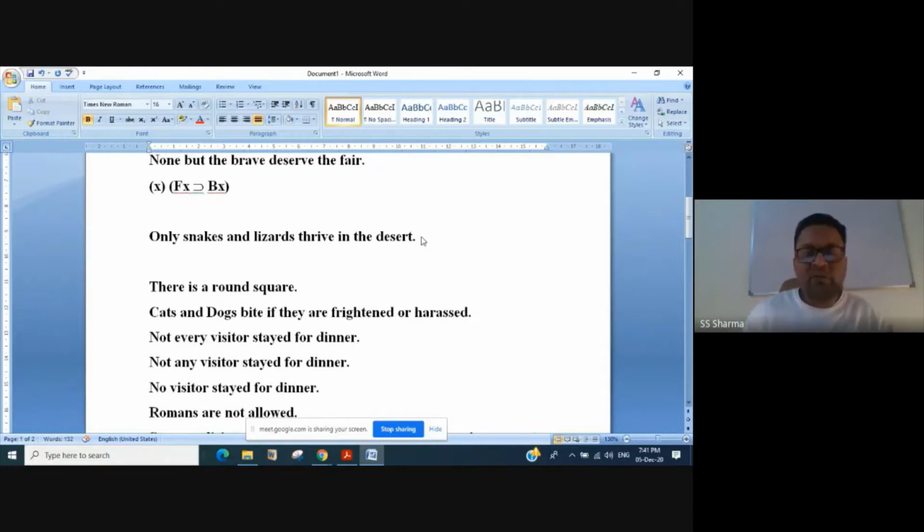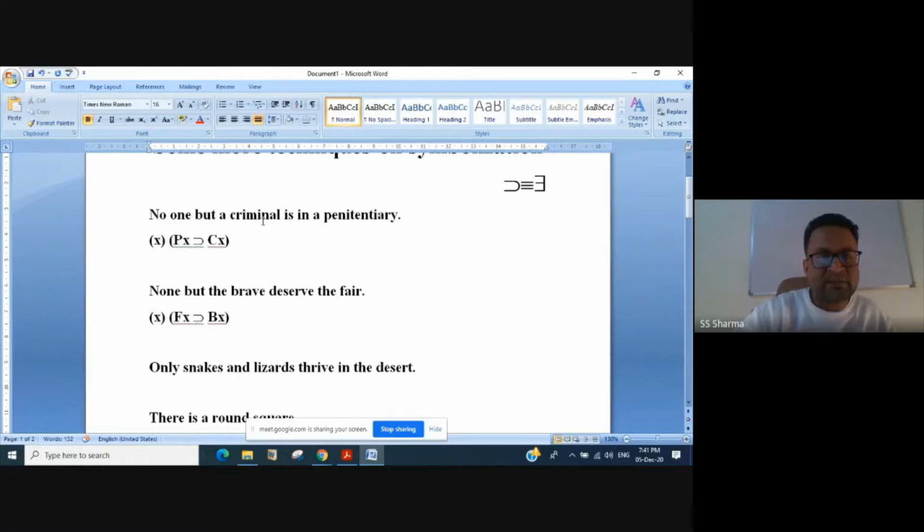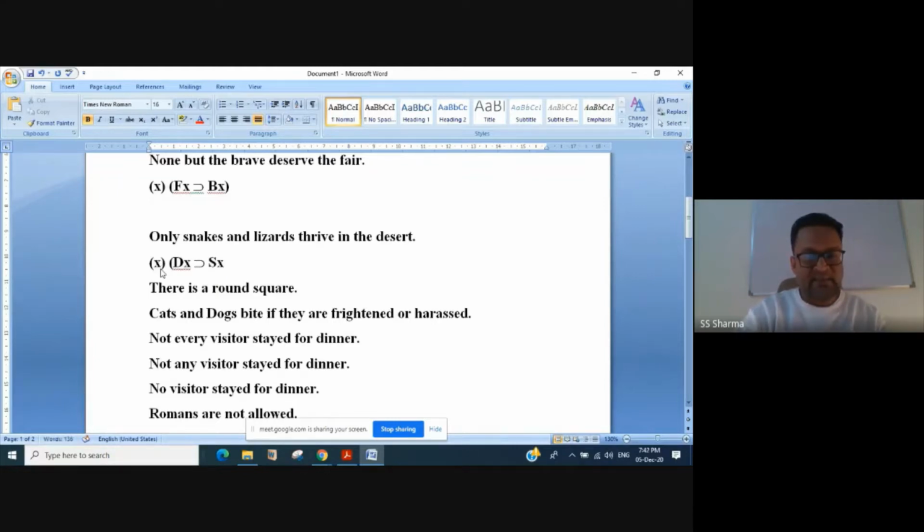Now, next question. Only snakes and lizards thrive in the desert. As you remember when we symbolized only citizens can vote, only also says that it is going to be a necessary condition. This also makes that a necessary condition. So this is something which will go on this side and this will come on this side. So our symbolization will be: for all x, if x thrives in the desert, then it implies that x is either a snake or x is a lizard.